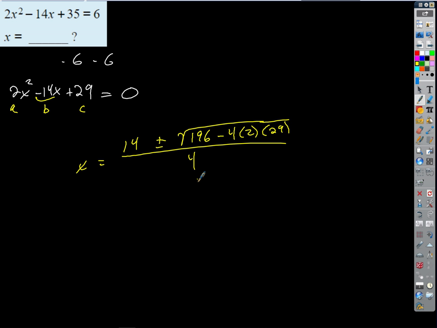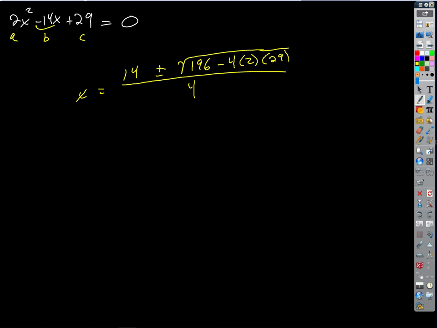So we end up with 196 minus 116. I think I did that right. Yeah, I think I did. Gives us 80. So we get 14 over 4 plus or minus the square root of 80 over 4.